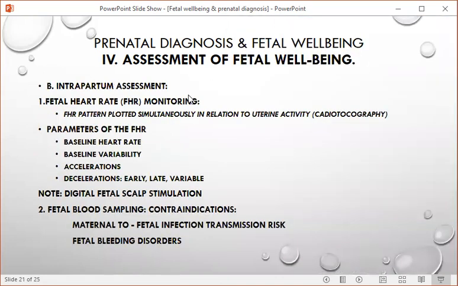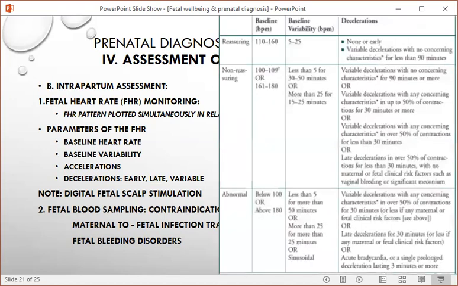Coming to the intrapartum assessment, fetal heart rate monitoring while the uterus is contracting is called cardiotocography. The parameters we look at are the baseline heart rate, the variability from the baseline, how accelerations are recorded, and the decelerations, whether early, late, or variable. This is the interpretation: a baseline of 110 to 160 is the normal rate, and baseline variability of 5 to 25 is also reassuring. If the variability is less than 5 for more than 30 to 50 minutes, this is a non-reassuring cardiotocography.